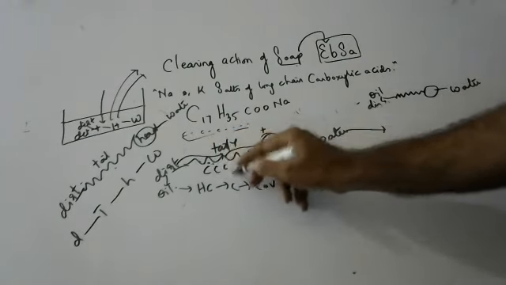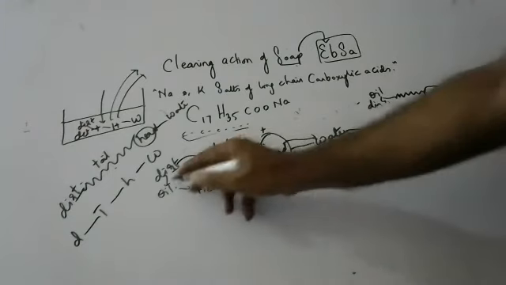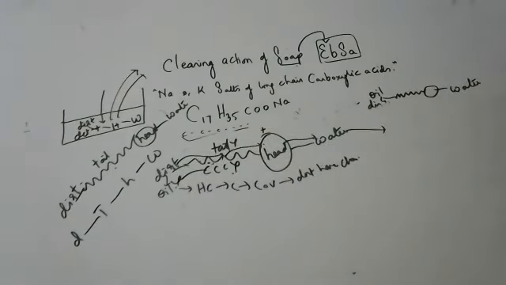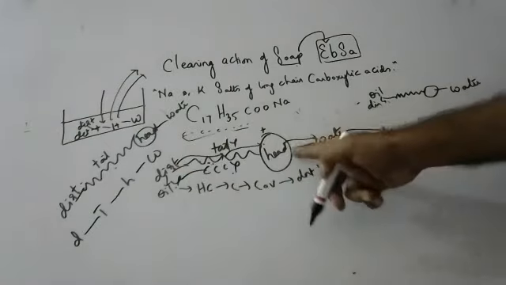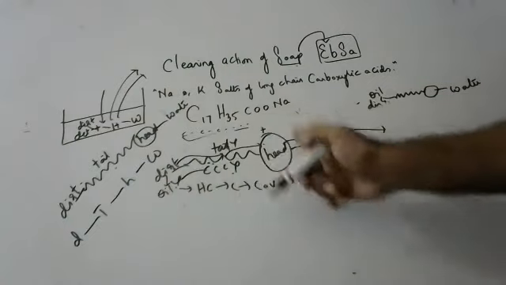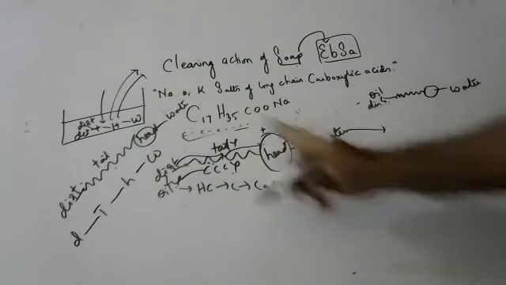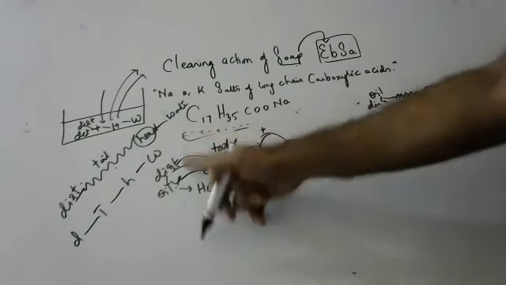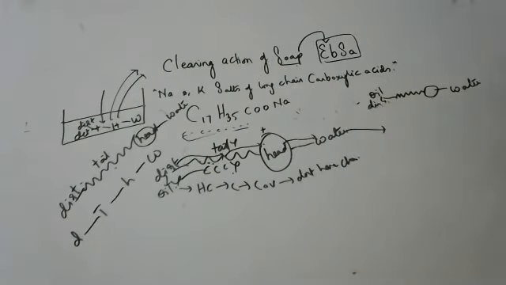Tail is also made up of carbon. This also doesn't have charge. Oil also doesn't have charge. They both get attached. This is hydrophobic. Phobic means phobia. They don't love water. Hydrophilic end, hydrophobic end. Water loving end, water hating end. Like this cleaning action of soap will occur.